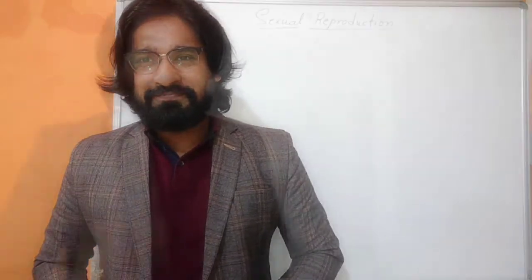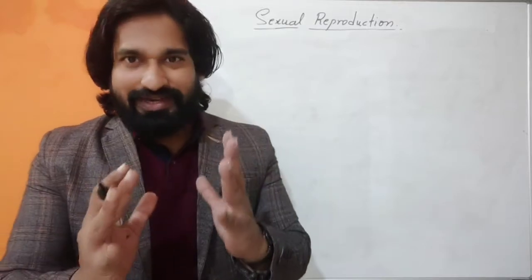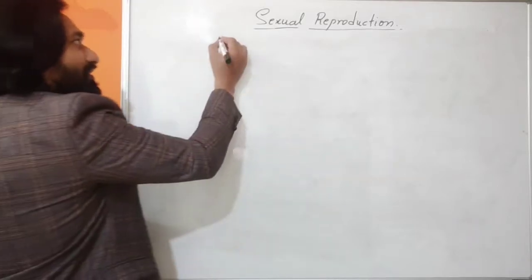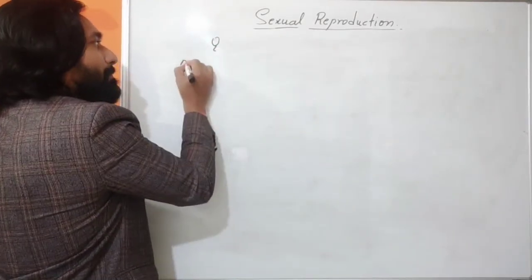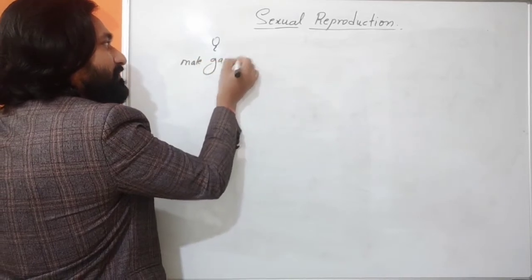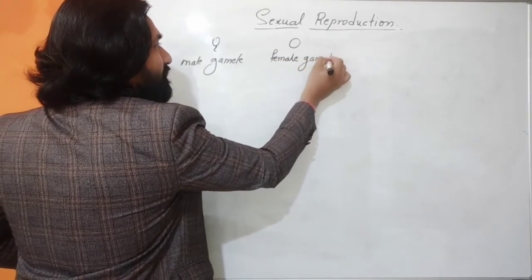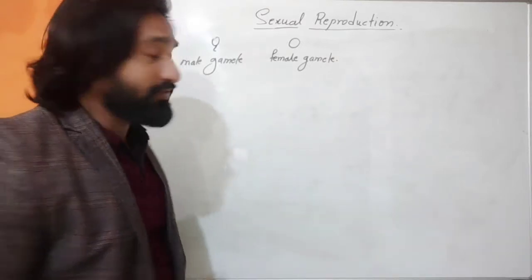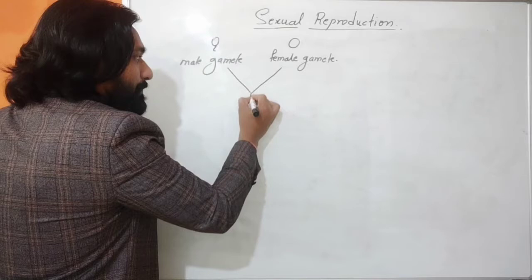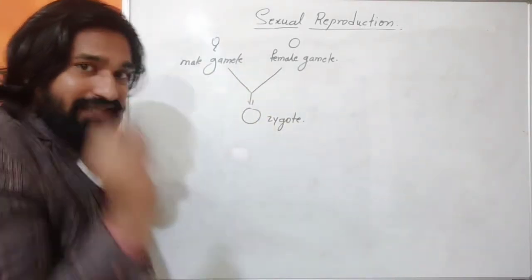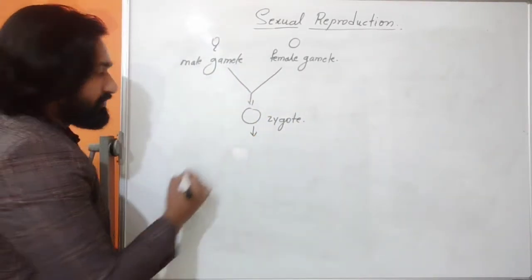Today in this video, I'm going to tell you about sexual reproduction. What is that? Let us see. In case of sexual reproduction, there is a formation of specialized cells, and these cells are called gametes, right? And these gametes are of two types, male gamete and female gamete. So here let me write or consider this one as the male gamete and this one as the female gamete, right? So once these gametes are produced, these gametes are going to fuse together to form a cell that is called the zygote, right? And this zygote is going to develop into a new individual.